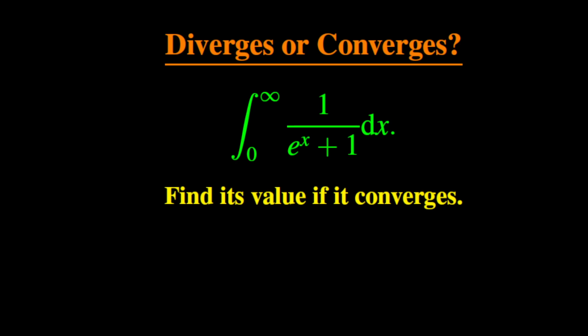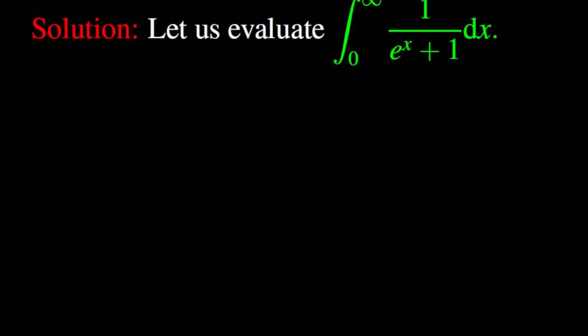Hello. Our goal in this video is first to determine if the improper integral from 0 to infinity of 1 over exponential of x plus 1 is convergent or divergent. If it is convergent, we will try to compute its value. The integral of 1 over exponential of x plus 1 dx is an improper integral because the upper limit of integration is infinity.